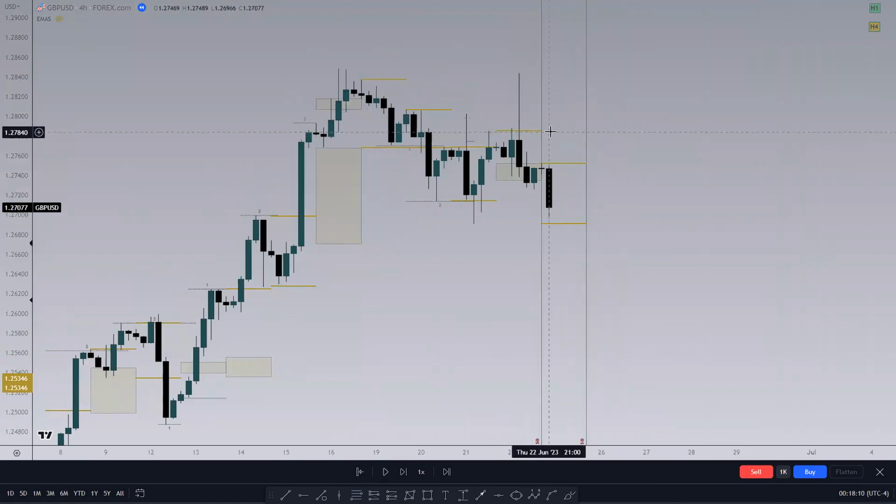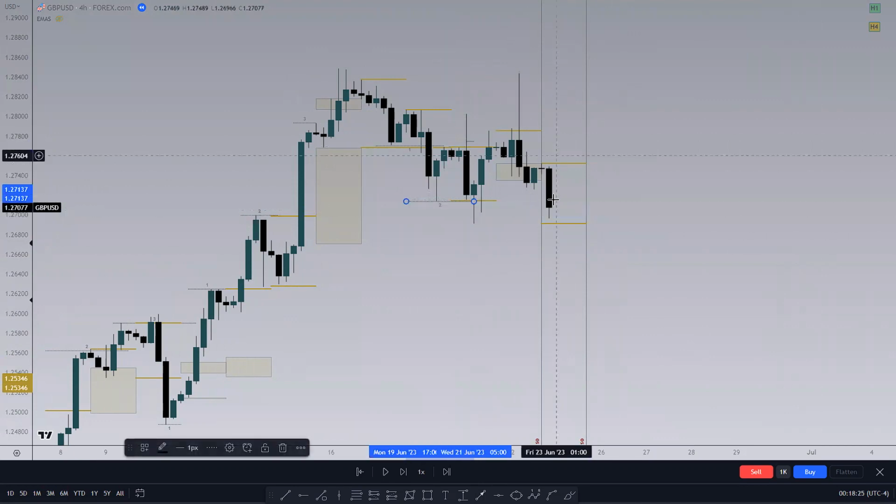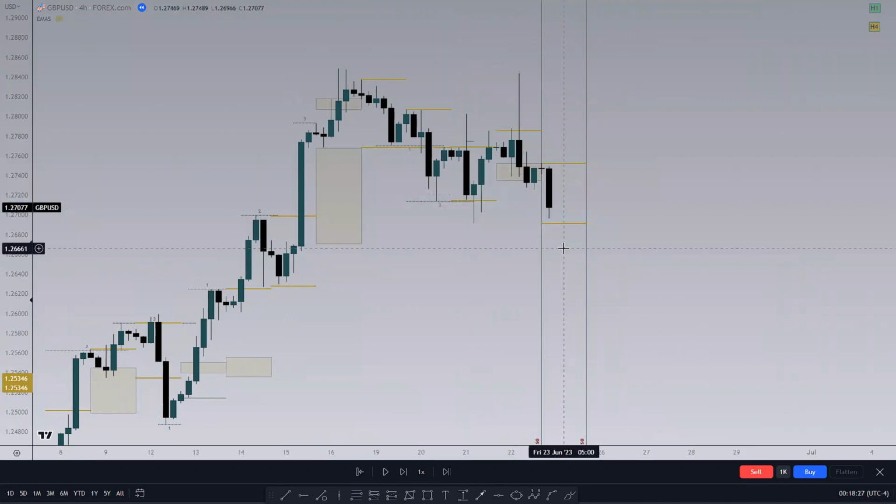we can see that price had delivered on the next draw on buy side, which is a swing high, and the next draw on sell side, which is a swing low down here. 4-hour bias is still 2 bearish expansions to the downside. However, this candle is closed outside of this range, so we're now moving into that third bearish expansive part of the cycle.